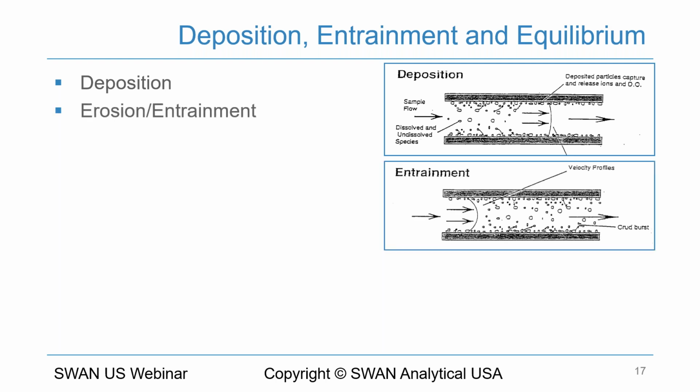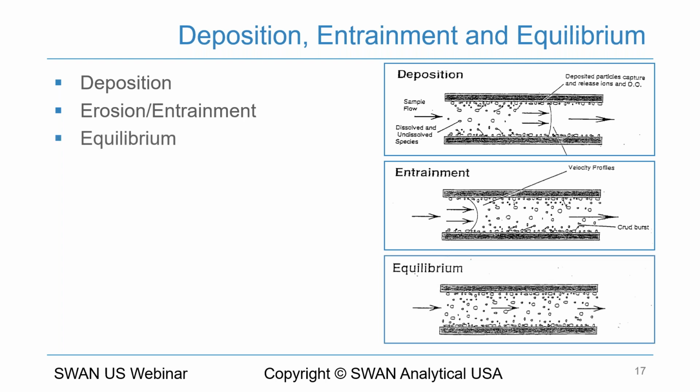If we are at a higher flow or higher velocity, then we get into the erosion or entrainment, where we're actually taking and scraping material off of the tube and carrying it with us. Again, bringing more material than what was in the sample originally to the analyzer, again, skewing the measurements. So we try to make sure that we're at that 5 to 6 feet per second or equilibrium state, so that what's in the sample remains in the sample, what's on the tube remains on the tube.